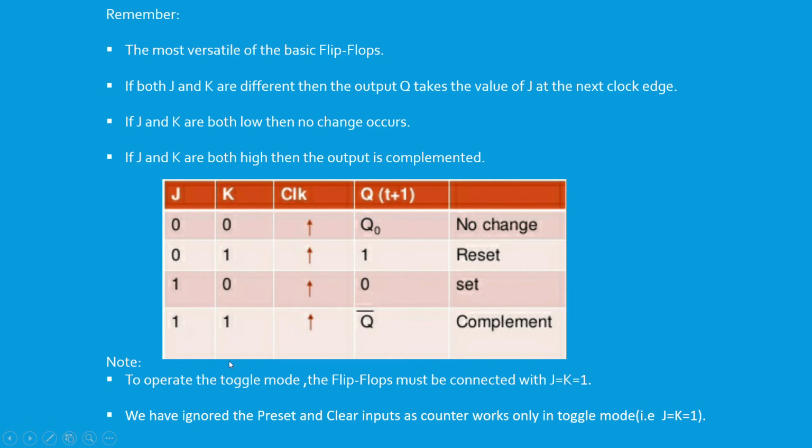Since we are working in counting, we require toggle mode, so we will work with the JK flip-flop only in toggle mode. Toggle mode in a JK flip-flop is when J and K are both equal to 1. We have ignored preset and clear inputs for JK flip-flops as we are working in toggle mode only. It means we have J and K equal to 1 and there is no use of preset and clear inputs for JK flip-flops.